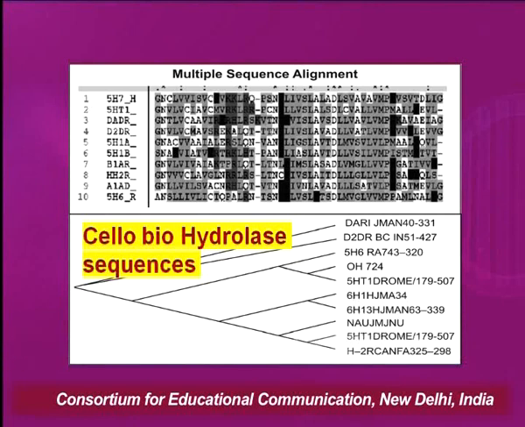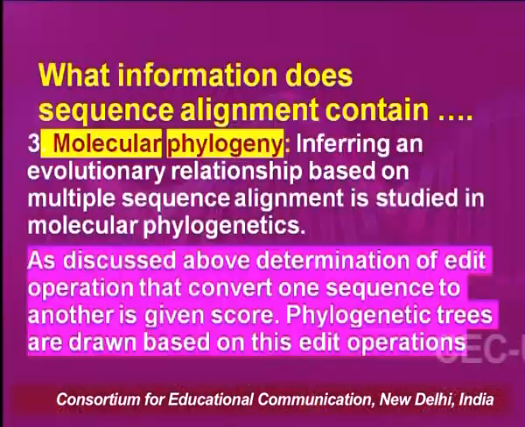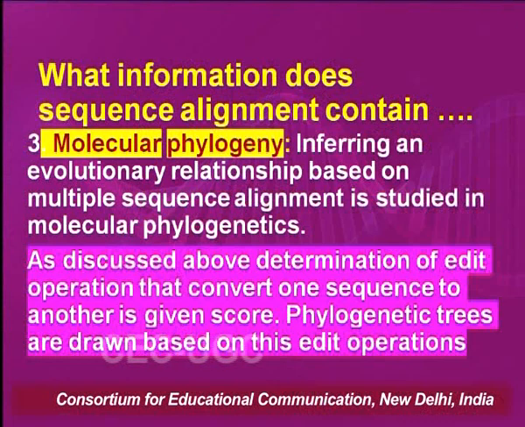And another thing which is showing here is that, based on this, we can very easily draw a phylogenetic tree, and that tree tells us whether they have a common origin or a different origin. So the next piece of information which we get from sequence alignment is that it helps us in inferring the evolutionary relationship, that is, the molecular phylogeny of the sequences. So it's a very important and basic tool in molecular phylogeny.